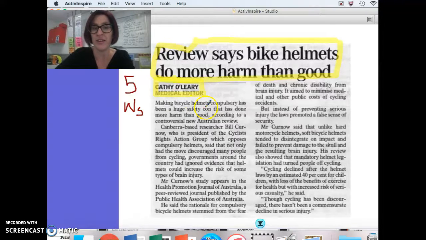So let's have a look if our theory is correct. If within these first 2 paragraphs we can find out who the article is about, what the article is about, when it occurred, why it occurred, and where. So we'll go through it. Making bicycle helmets compulsory has been a huge safety con that has done more harm than good, according to controversial New Australian Review. Canberra-based researcher Bill Curnow, who is president of the Cyclist Rights Action Group, which opposes compulsory helmets, said that not only had the move discouraged many people from cycling, governments around the country had ignored evidence that helmets could increase the risk of some types of brain injury.